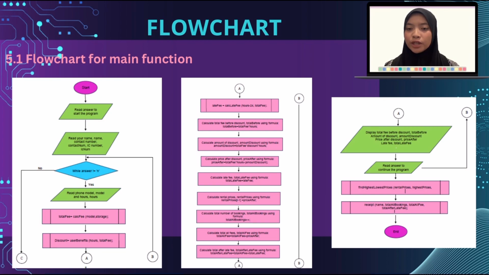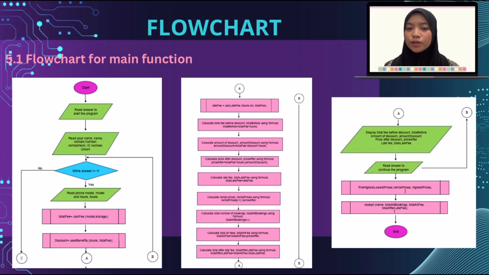Then the program will continue to calculate the total fee before discount, which is total before using the formula total before equal to total fee times hours. Then the amount of discount, using the formula amount discount equal to total fee times discount times hours. Then price after discount, using the formula price after equal to total fee times hours minus non-discount. Then the late fee, which is total late fee using the formula total late fee equal to late fee. Then rental prices, using formula rental prices in array I minus 1 equal to price after.